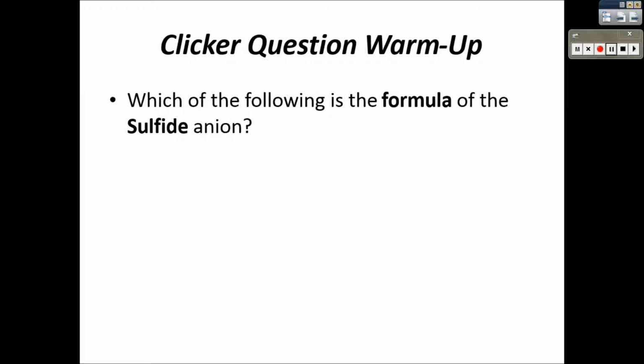Which of the following is the formula for the sulfide anion? Same thing as the previous question. S-2, S-6, S, or S+2. Since sulfur is in group number 6, it will have a negative 2 charge because it will gain 2 electrons. The answer is A.